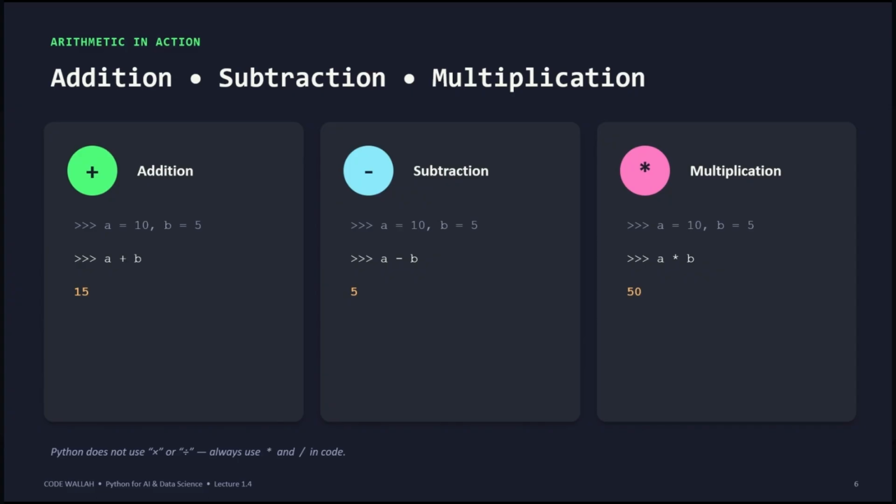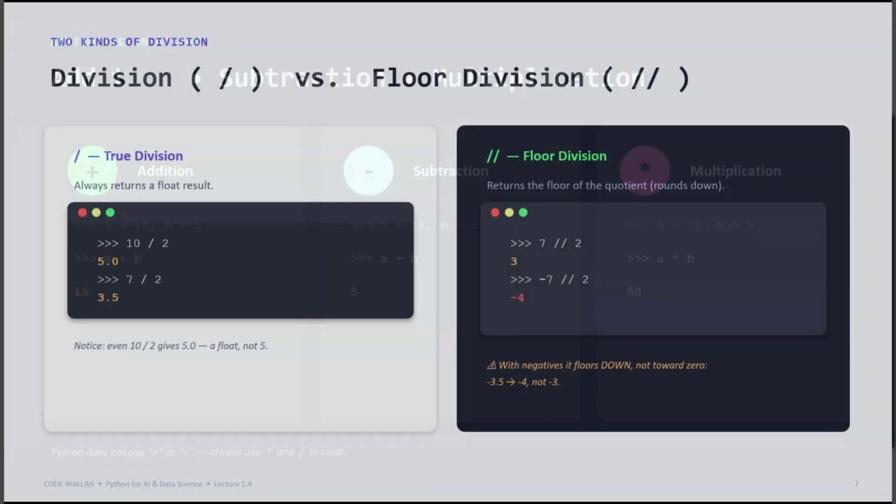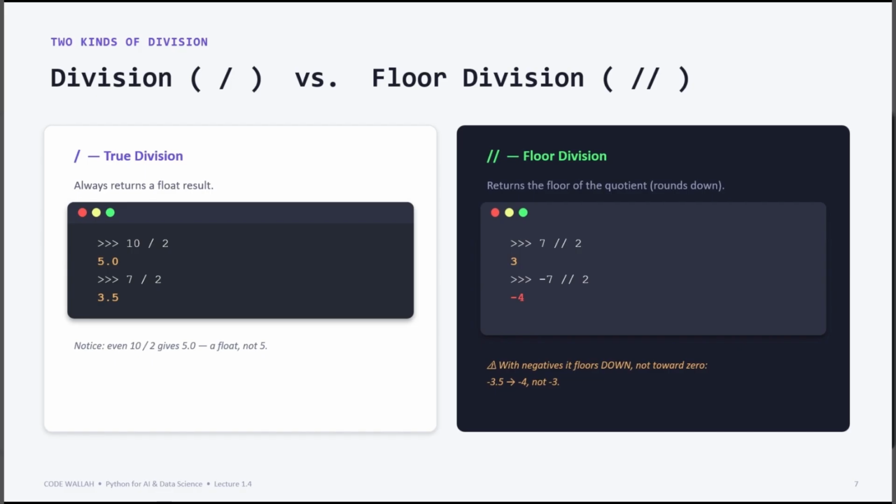Division. Now we have slash. This performs regular division. print(10 / 2). Output: 5.0. Did you notice that? We divided two integers, but Python gave us 5.0, which is a float. So slash performs true division and normally produces a floating point result. For example, print(7 / 2). Output: 3.5.